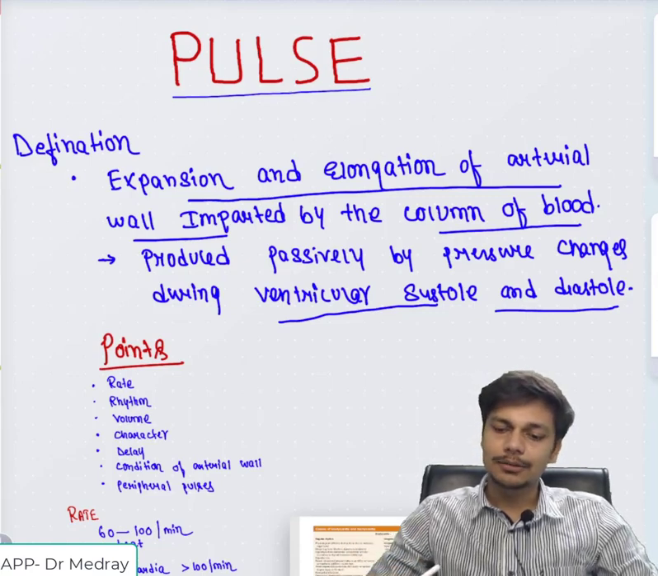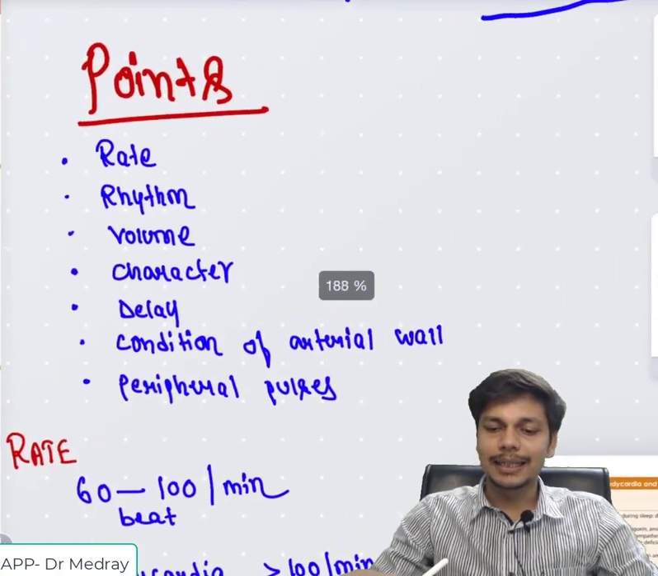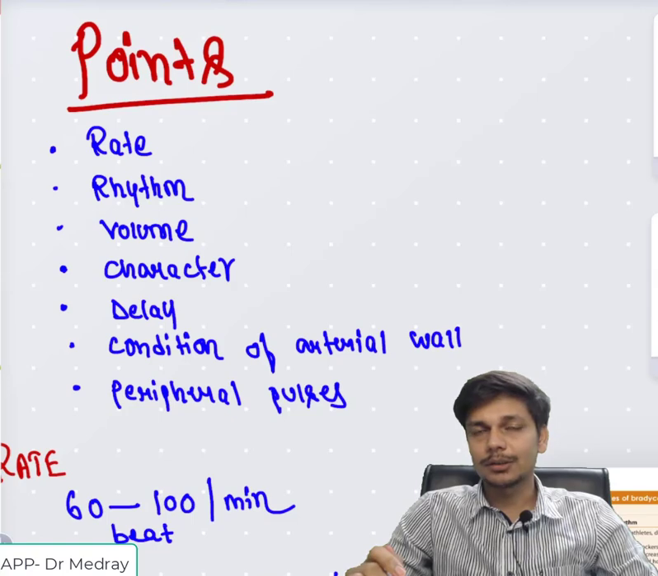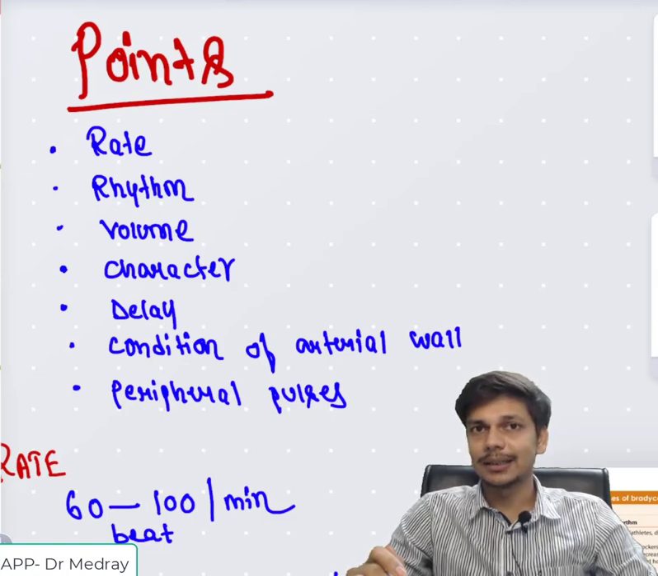So what are the points we look for while examining a pulse? I gave you the example of a road traffic accident patient. Because of Cushing's reflex and raised intracranial tension, there is Cushing's triad. What is this triad? The patient will have bradycardia, that is, the pulse rate is reduced, the patient will have hypertension, and there will be an altered respiratory pattern. That is known as Cushing's triad.